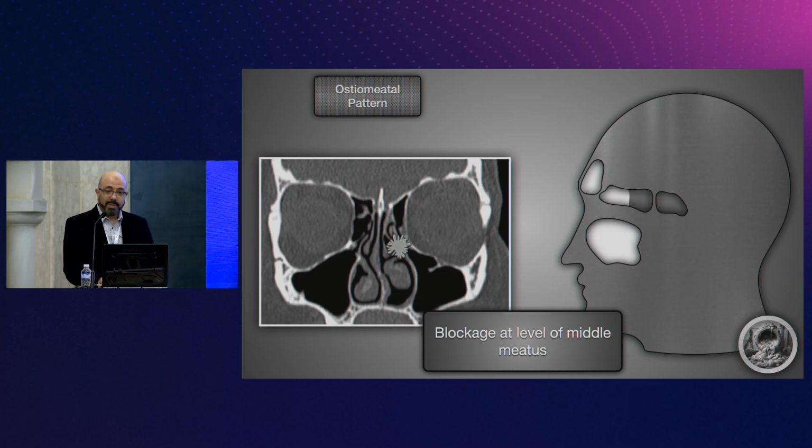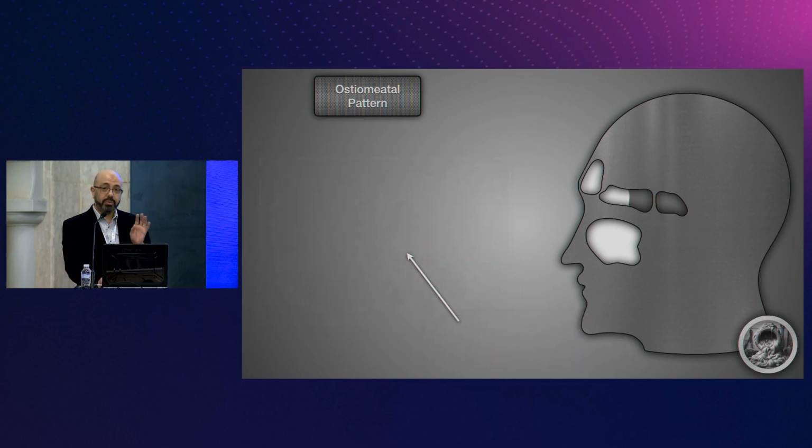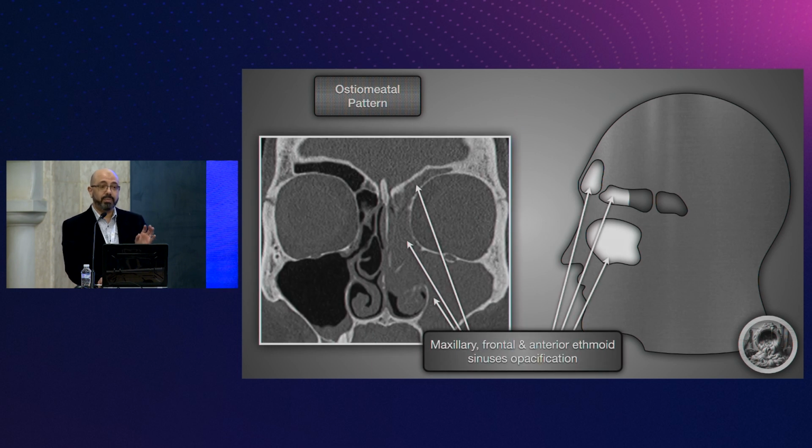In the osteomeatal pattern, the blockage will be slightly more proximal, which means that the osteomeatal complex will be blocked, and this will lead to opacification of 3 sinuses, all of them draining into the middle meatus. These are the maxillary, the anterior ethmoidal air cells, and the frontal sinus.